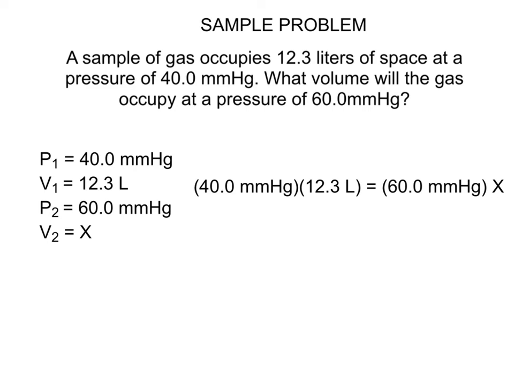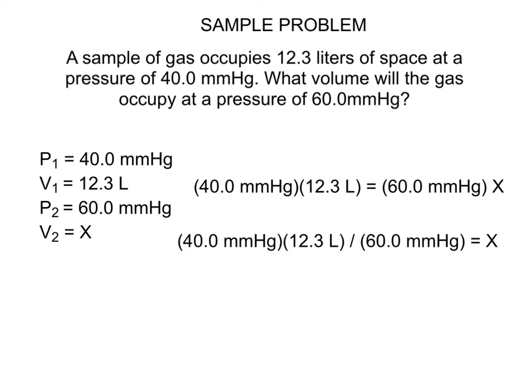To solve for X, we need to divide both sides of the equation by 60 millimeters of mercury. 40 millimeters of mercury times 12.3 liters divided by 60 millimeters of mercury equals X, and X equals 8.2 liters.